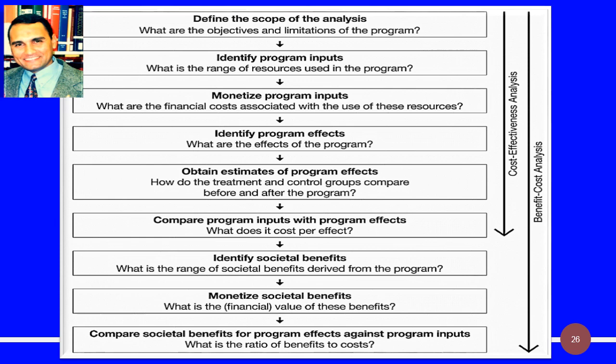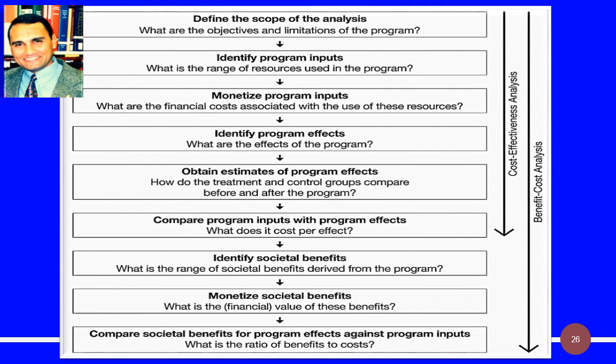Obtain estimate of program effect. How do the treatment and the control groups compare before and after the program? After application of this program of control of mastitis, the productivity of this farm increased by about 25%. Compare program inputs and program effects. What does it cost per effect? It cost about 300 Egyptian currency.